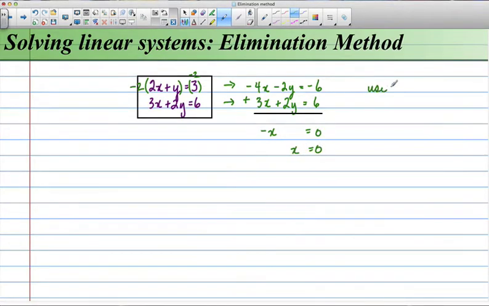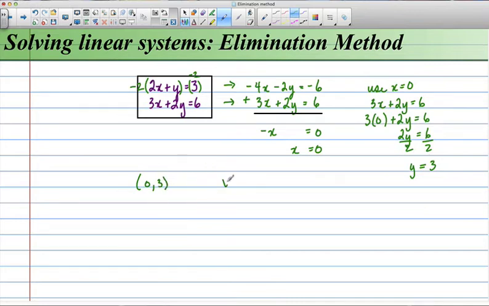We'll use x equals 0 in any equation. We'll take the second one. Plug in the x value. 2y equals 6. Divide by 2 both sides. So y is equal to 3. The coordinate would be 0, 3.